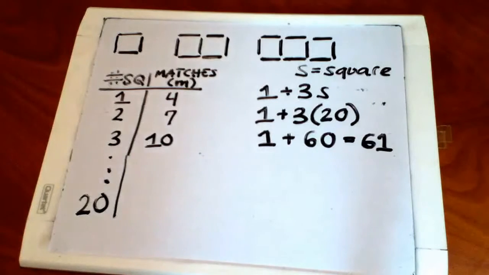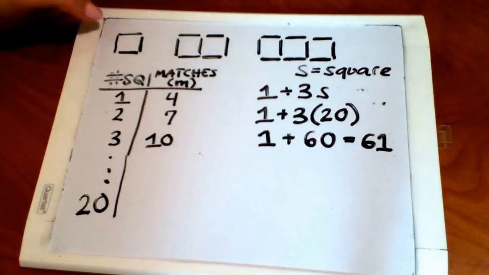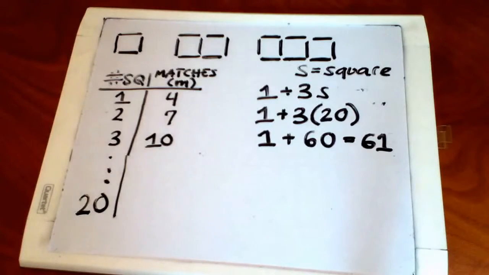So that's how you can look at the relationship between the amount of matches and squares to find a future term in the pattern.